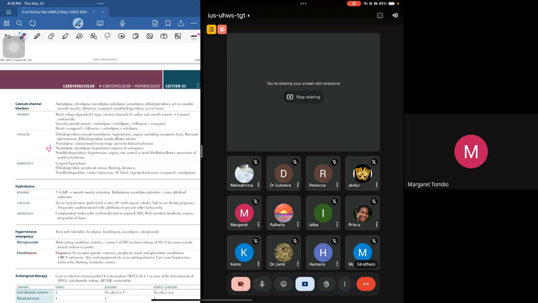So hydralazine also releases cGMP, and that also causes smooth muscle relaxation. So the mechanism of action of hydralazine and nitroglycerin are almost similar. The only difference between these two is that hydralazine acts on the arterial smooth muscles, whereas nitroglycerin acts on the venous smooth muscle. So hydralazine is going to decrease the afterload, whereas nitroglycerin is going to reduce the preload, right?